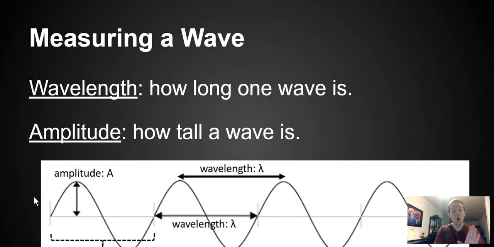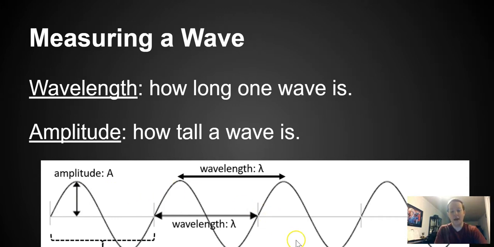Now, how tall a wave is not from the very bottom to the very top. It's from the middle. So here's our very top, the mountain, the very bottom. For amplitude, we measure in the middle. So we go from way up top, mountain, way down low. It's a little cut off, but this is the middle line. Amplitude is like how tall the mountain is, right? I have a mountain, and then I have like a valley, a hole. Amplitude is like how tall the mountain is.